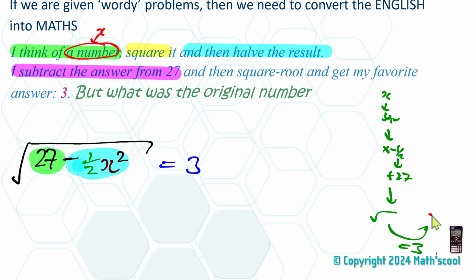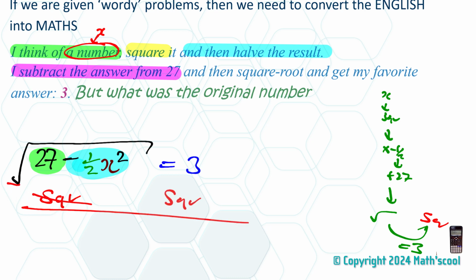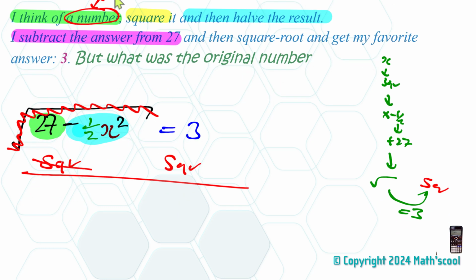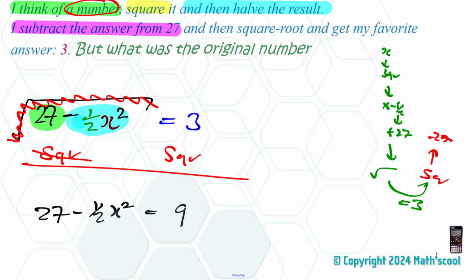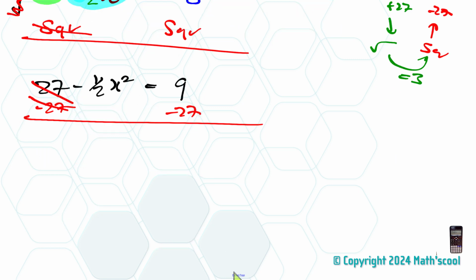Opposite of square root is square. So we're going to square both sides. On this side, the square is going to cancel out the whole of the square root sign. So it's going to leave you with 27 minus a half x squared equals 3 squared is 9. And now we've got to reverse the plus 27, so we're going to minus 27 from both sides. That's going to leave me with minus a half x squared equals 9 minus 27 is minus 18.